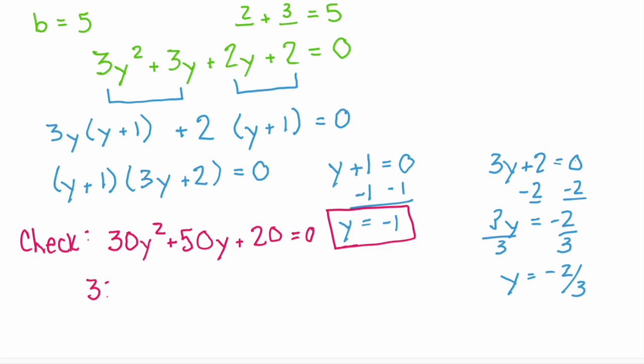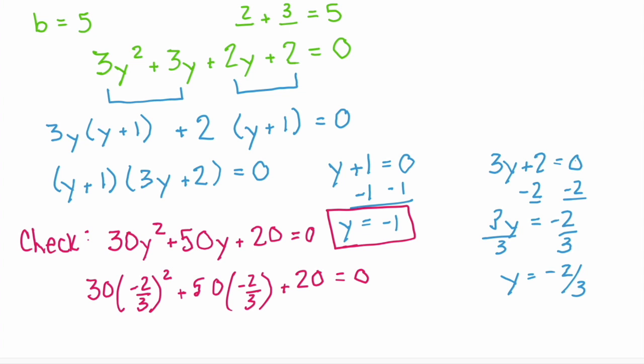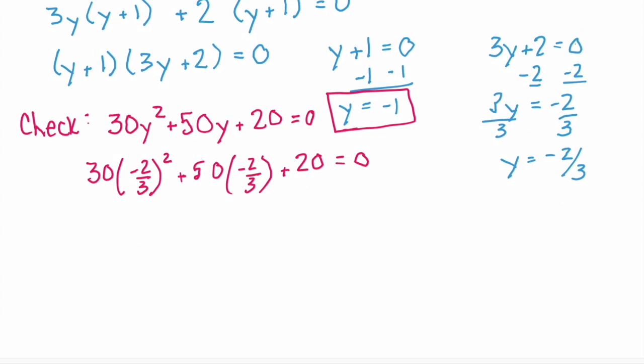So we substitute in our negative 2/3 every place we have our y. I know fractions give people anxiety, so I want to show you that if you take it slow, it's really not that bad. So, order of operations. We need to square this negative 2/3 first. That becomes 4/9, and it's multiplied by 30, or 30 over 1.